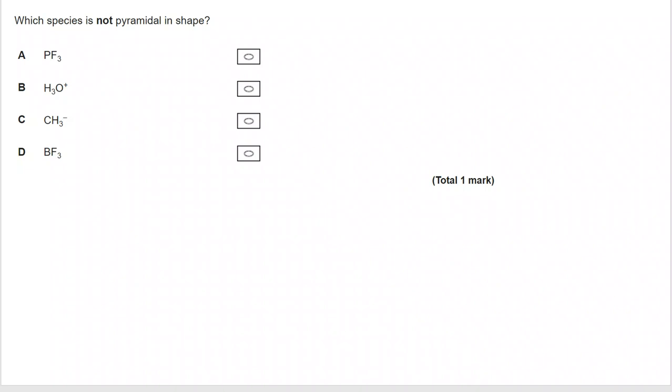So this is all about shapes of molecules, and you do need to have a good awareness of the shapes of molecules, how they're determined by the number of bonding and lone pairs of electrons. Let's take a look at each of them in turn.